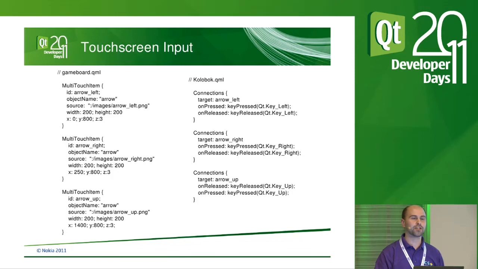So basically, to handle these touch inputs, we simply make a number of multi-touch items, place them on the right area of the screen, and then we simply set up signal and slot connections to say, okay, whenever the right arrow button has been pressed, we just want to call the JavaScript that we already had for the keyboards that is going to increment and decrement velocities.